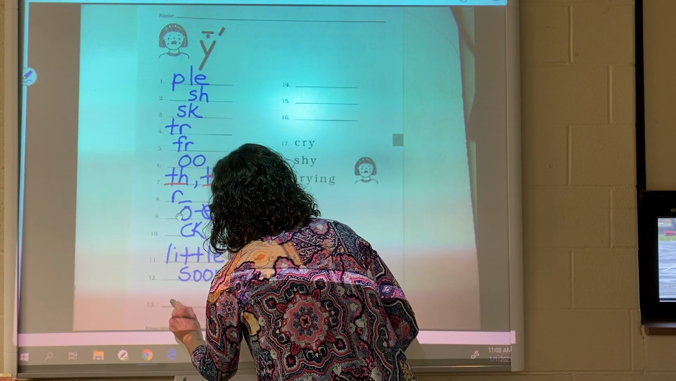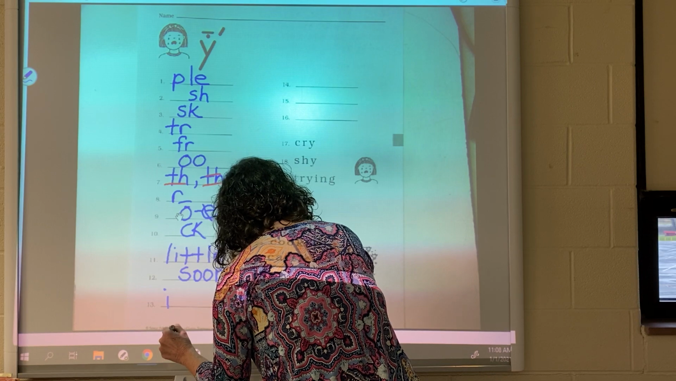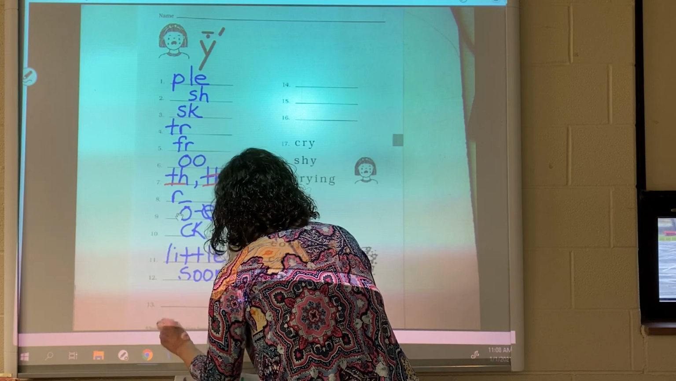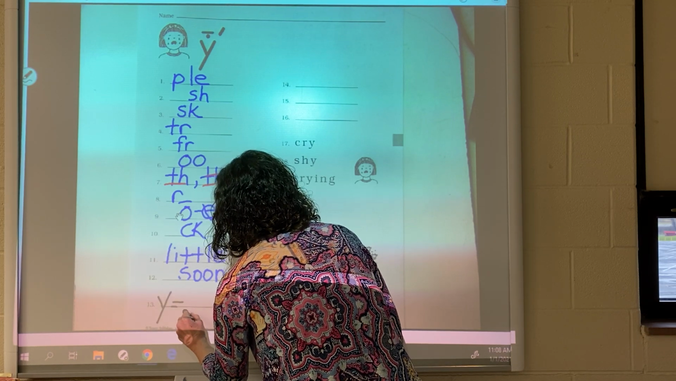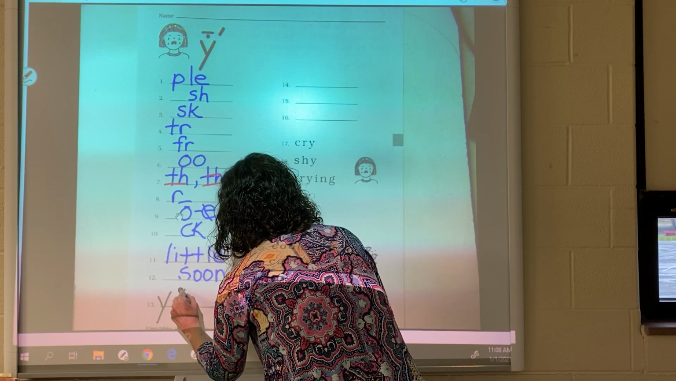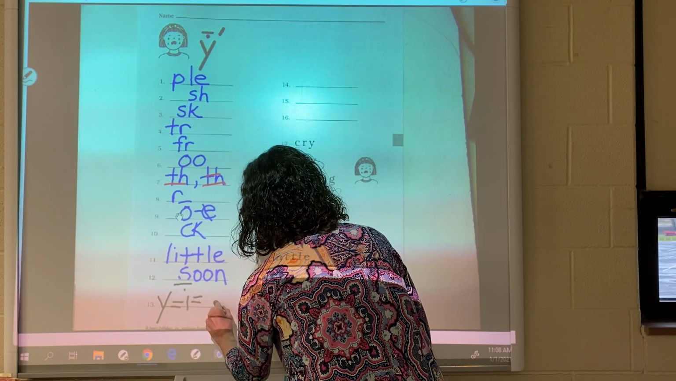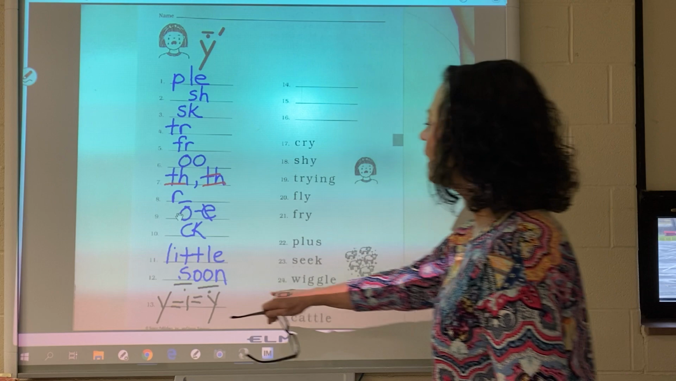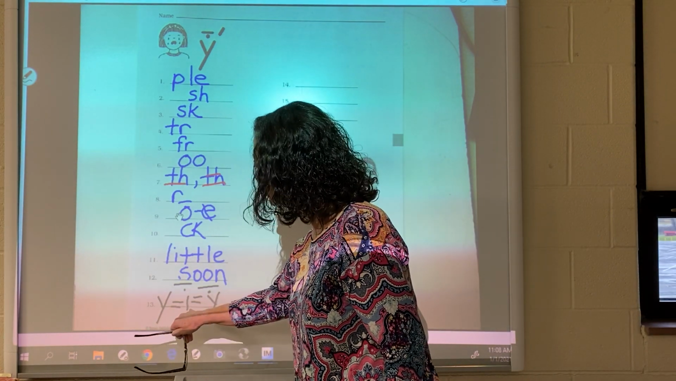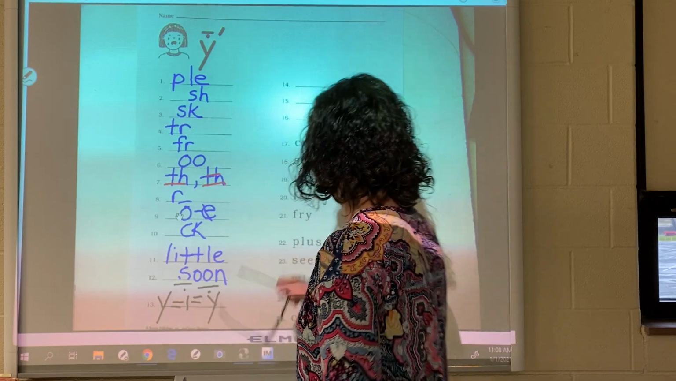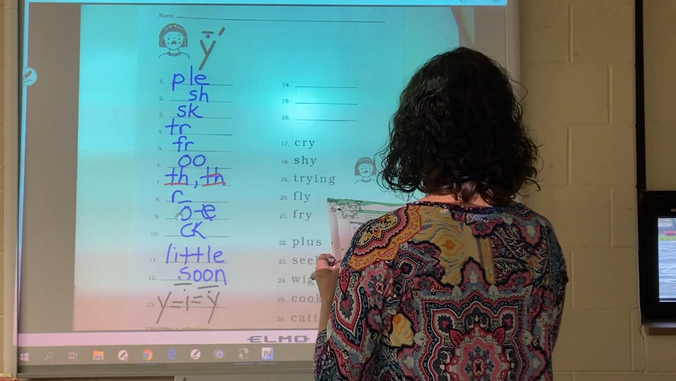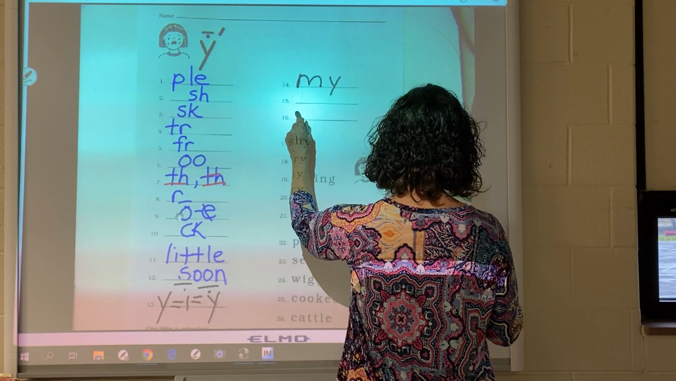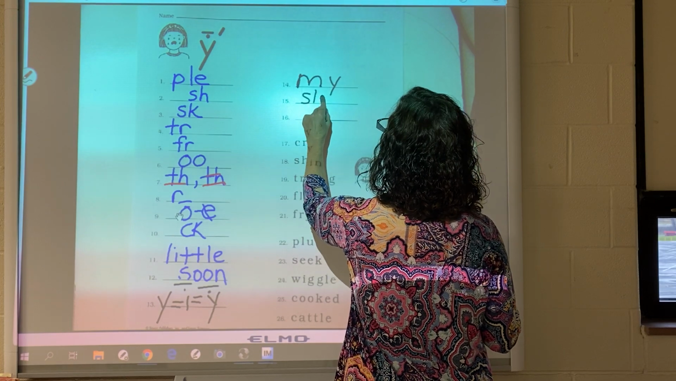Today we learned that sometimes, oops, I got it backwards. Sometimes Y can say the long I sound, and we code it like this. Okay? So sometimes Y comes at the end of a word, a short vowel word, can say the long I sound, and this is how we code it. All right. And we have 3 words that follow that rule. See if you all can figure these out while I'm writing them.